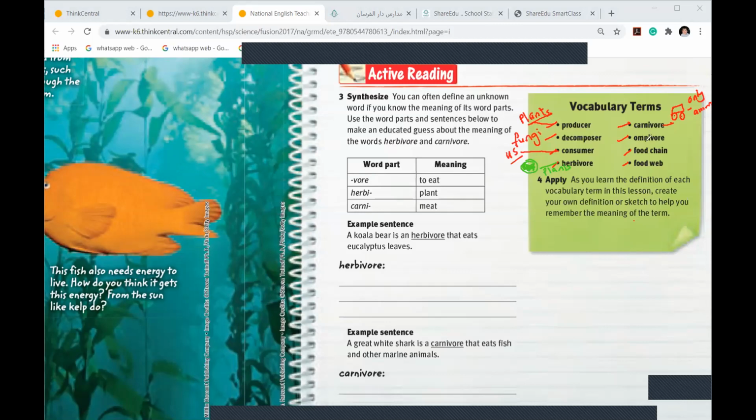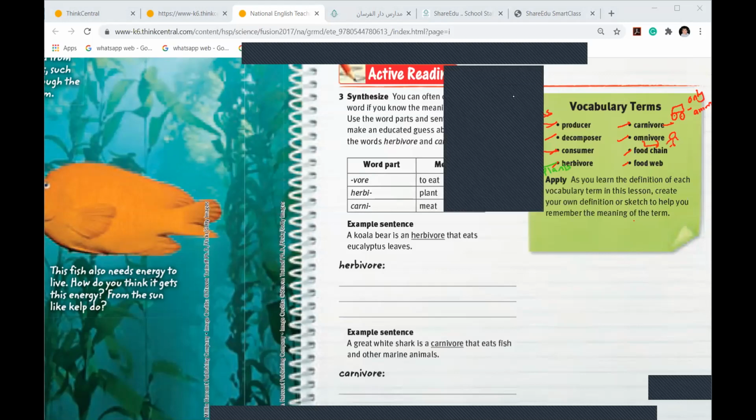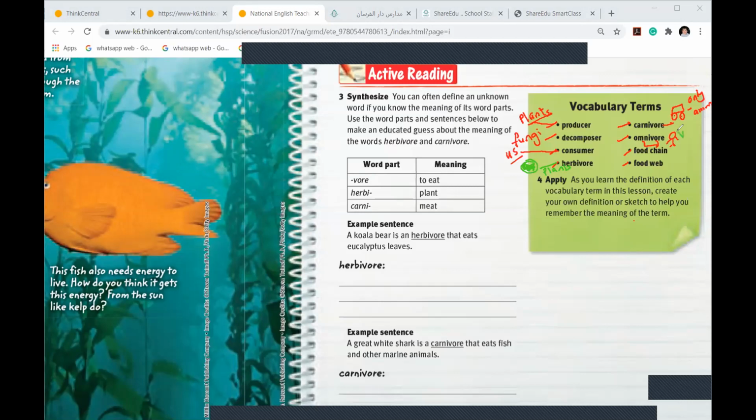And then omnivore. We also had scavengers. You remember they feed on dead animals? When I say omnivore, you can remember it's us because we love to eat both plants and animals. Food chain, just make one arrow mark. Food web, you can make many arrow marks, so many arrow marks means food web.